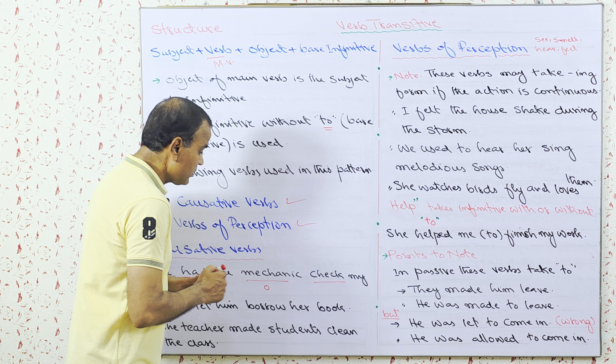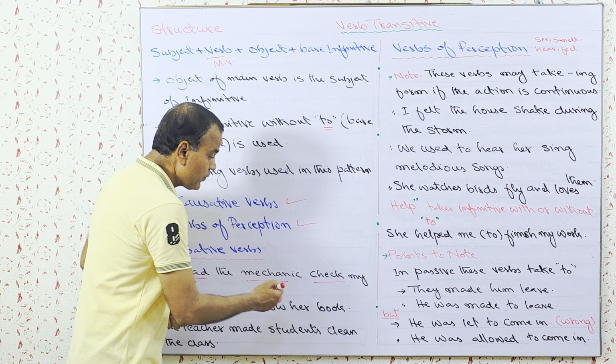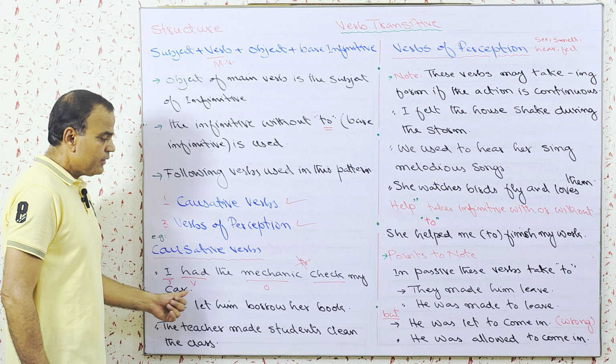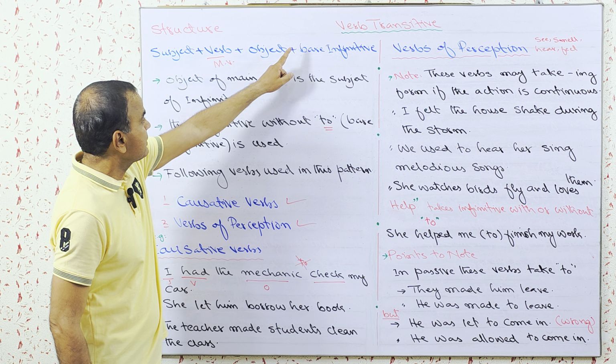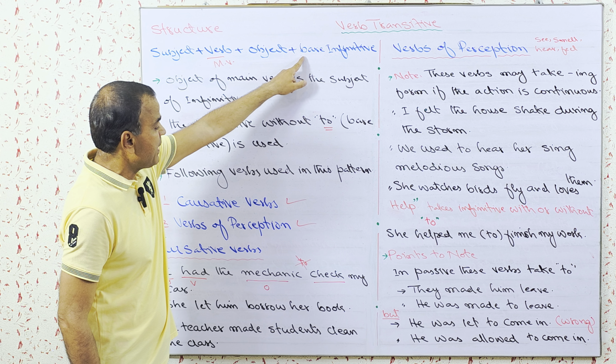But never forget, we are using check. You will be tempted to use to, which will be a grammatical mistake. You can't do that. You can't say, I had the mechanic to check my car. I have already written that it takes bare infinitive, and mostly it is common with the causative verbs.